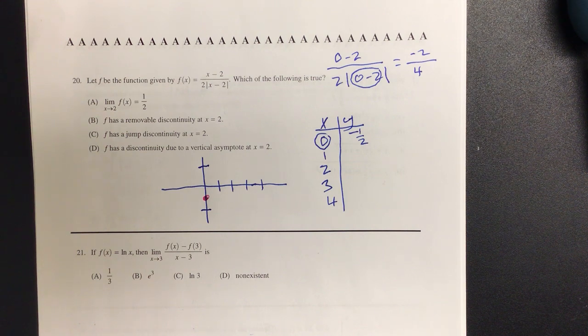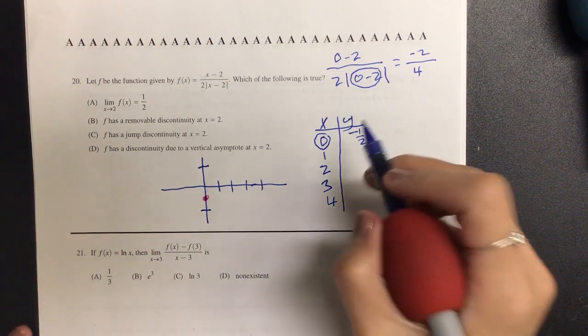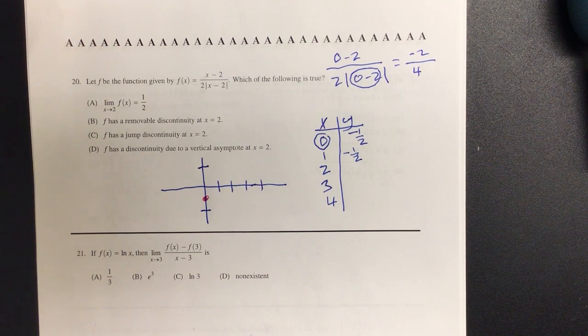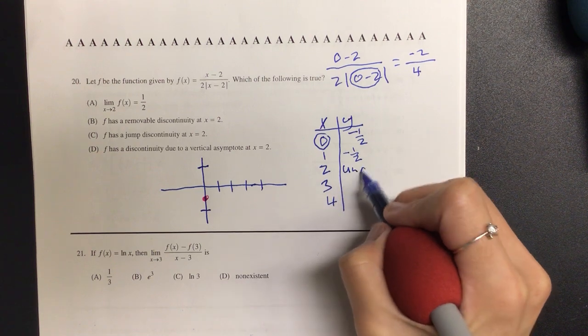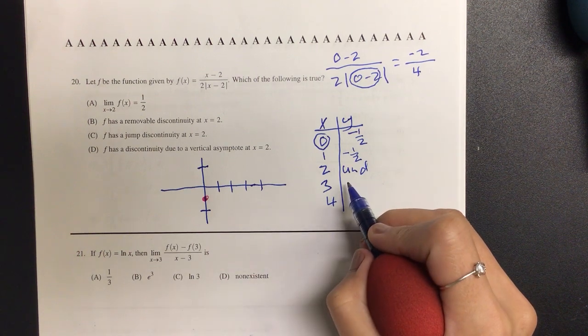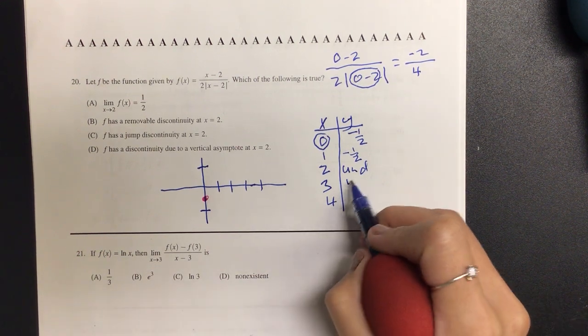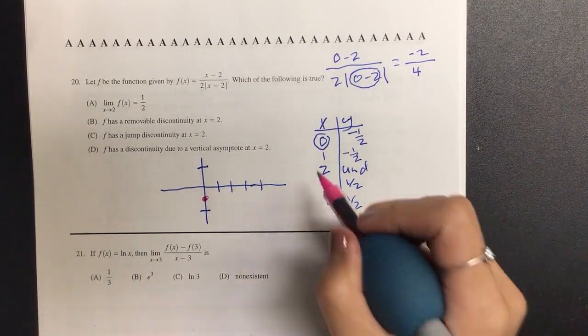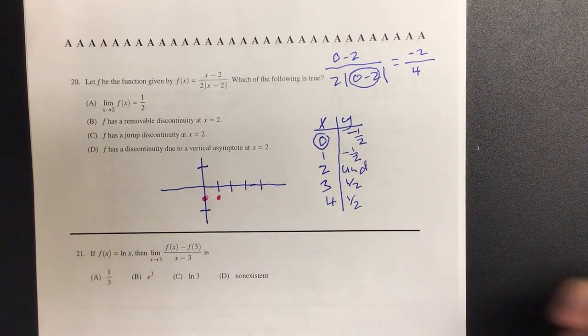Someone give me the y value at 1. Negative 1/2. Did anyone find a value at 2? That was undefined. Anybody for 3? Not yet? 1/2. And then 4 is also 1/2. So let's go ahead and graph this. So 1, negative 1/2. Undefined, I can't graph that.